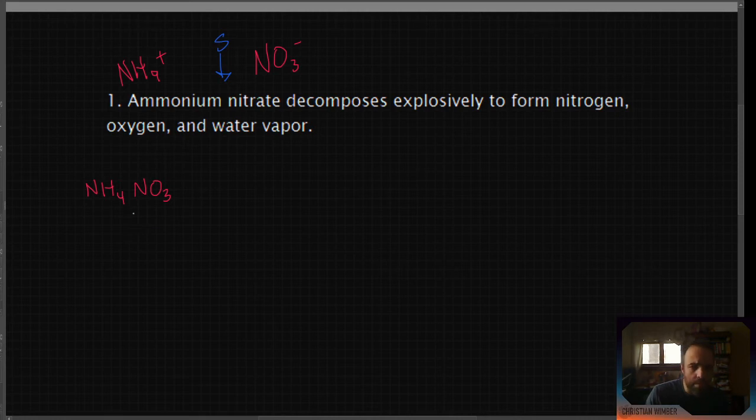So these are subscripts right here. They tell us in that molecule how many there are. So there's a nitrogen with 4 hydrogens and then a nitrogen with 3 oxygens. Like I just said before, this thing is a solid. So I'm going to go ahead and put here solid.